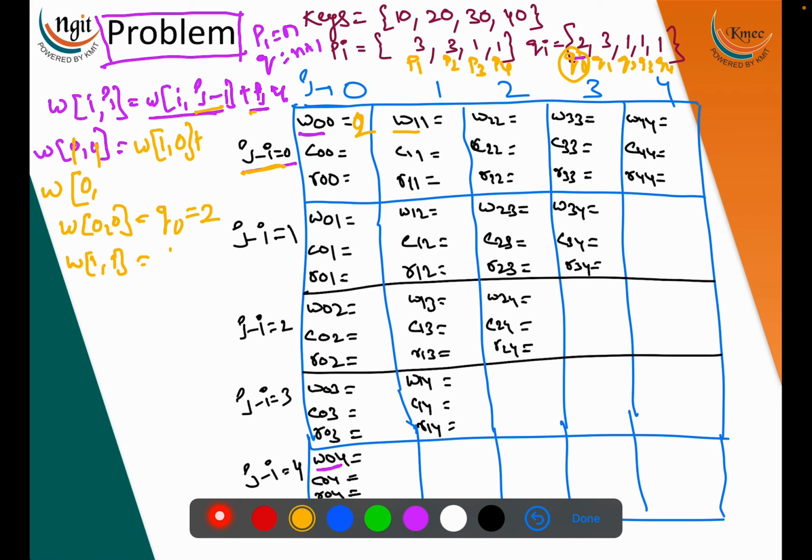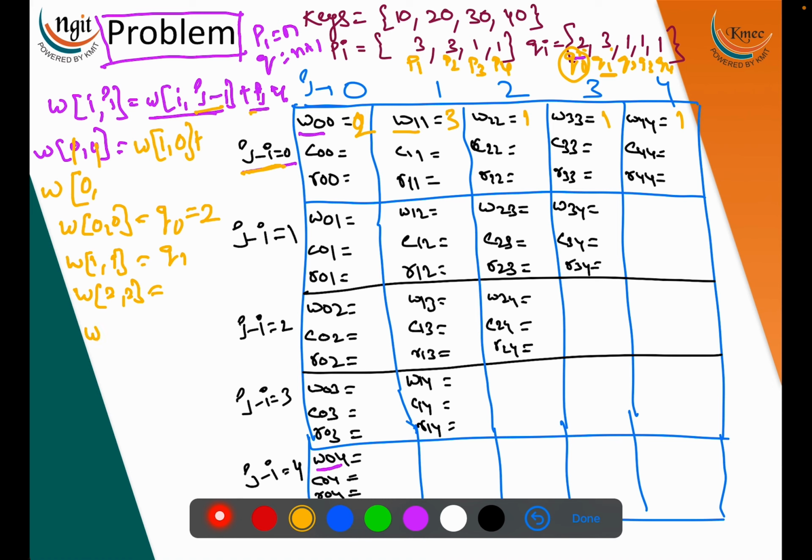W11 value is the q1 value. From the given inputs, q1 is 3. Keep 3, and then W22. So all the q values you can substitute over here: 2, 3, 1, 1, 1. So the first weights are done.